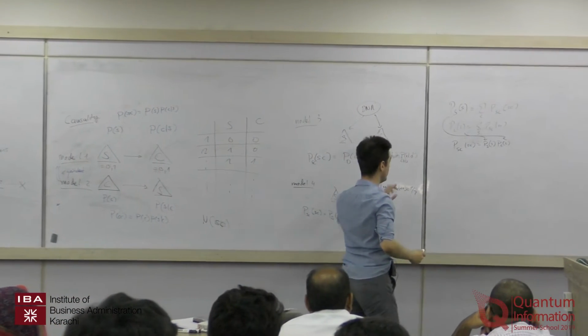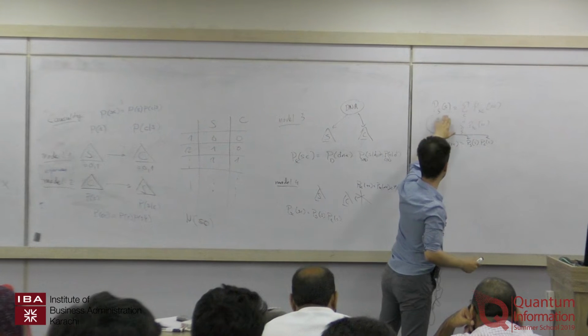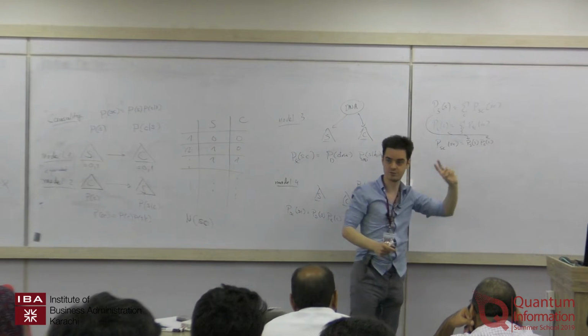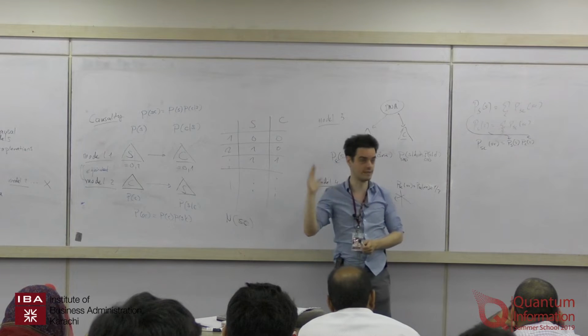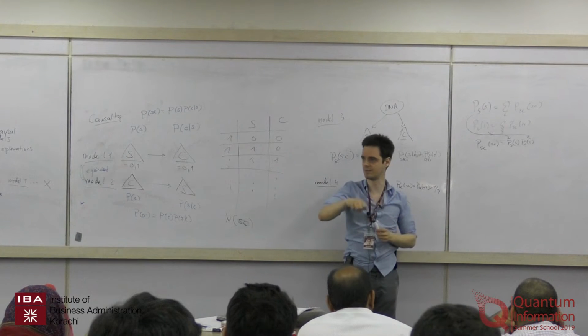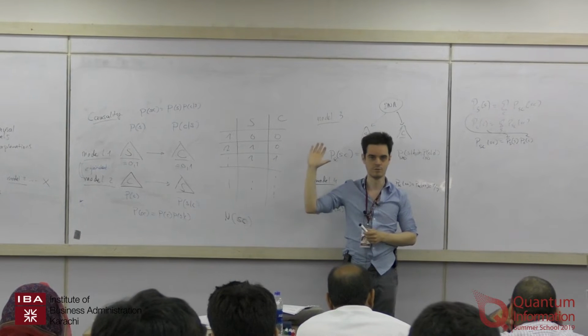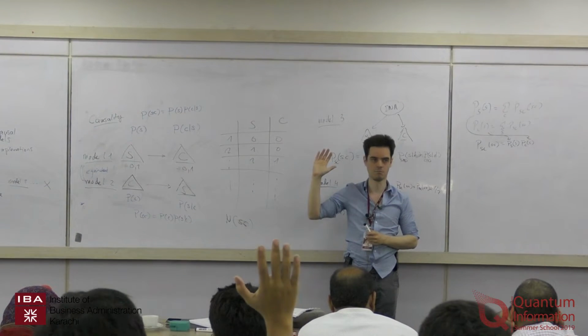Just a question. Here what I have written is the marginal distribution of the joint distribution P_SC. Who has seen that already? Who is familiar with taking the marginal of distributions? Just raise your hands.